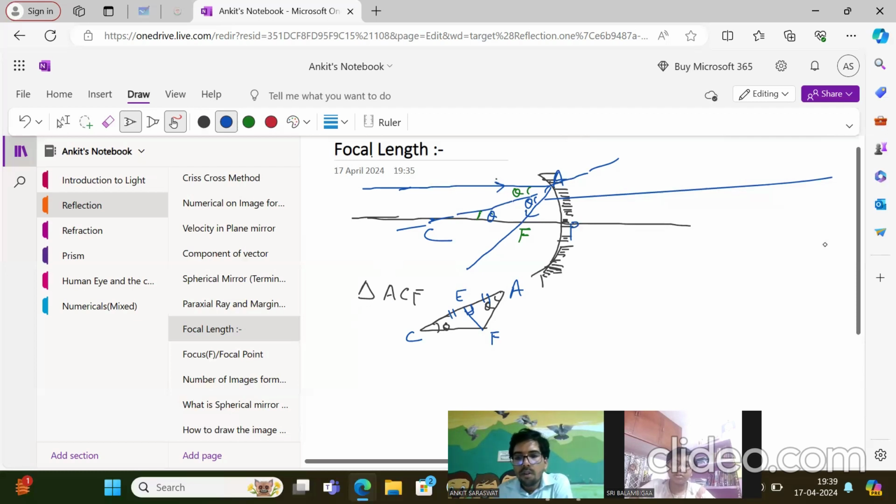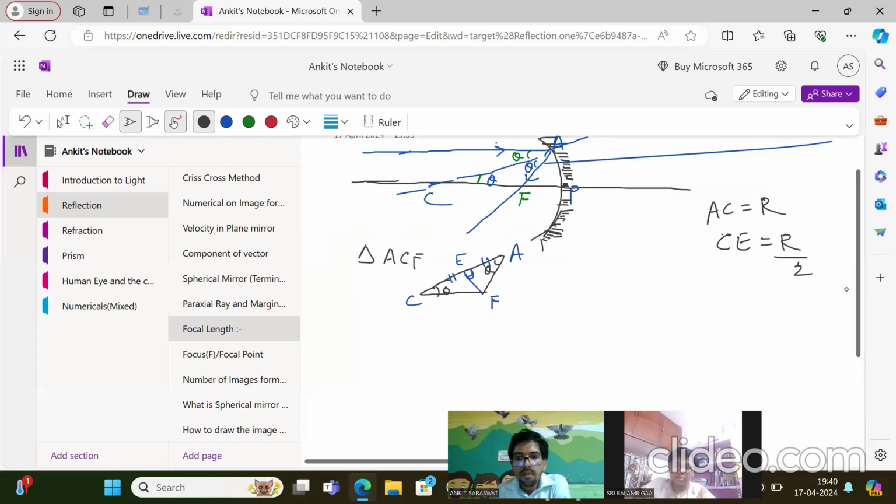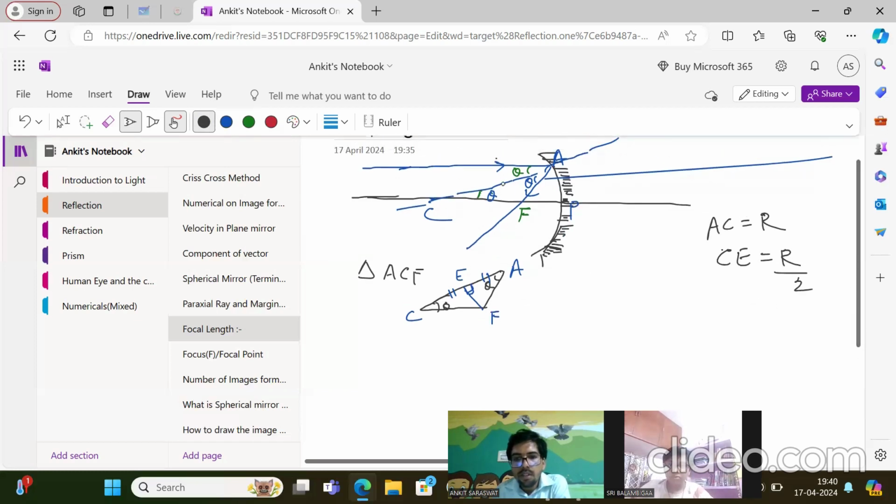You know this? Now tell me. Congruency rule. Very good. This AC is how much? R. The center of curvature to any point on the mirror is the radius of curvature. Clear? Yes, sir. Now what is CE? CE is R by 2.